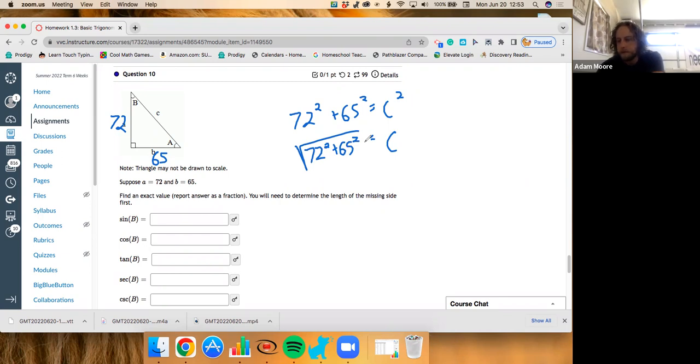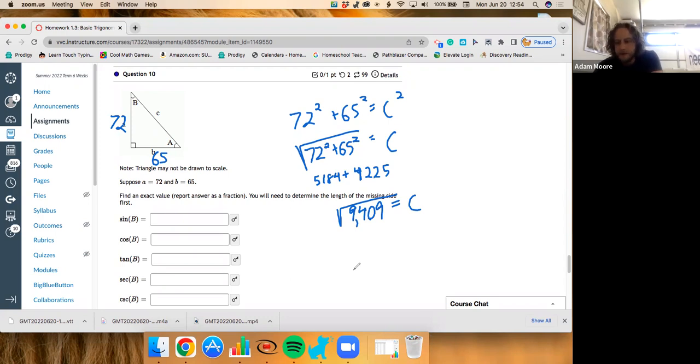Okay, 72 times 72. Let's do it the old fashioned way. 72 squared is 5184. And then 65 squared, 65 times 65, is 4,225. And then we'll just add those up real quick, 4,225 plus 5184. There are smarter and faster ways to do this. And so we got 9409. Boom, square rooted is side C.